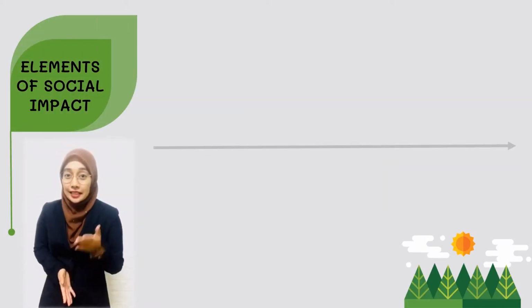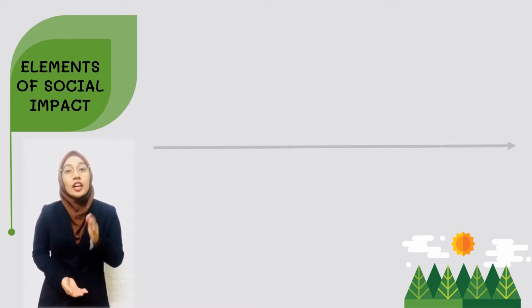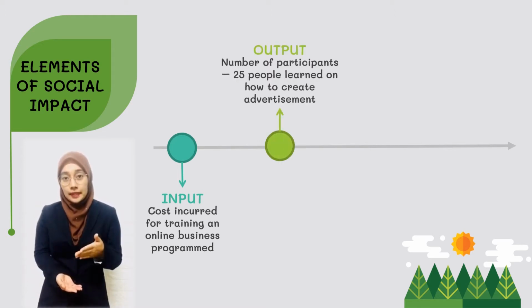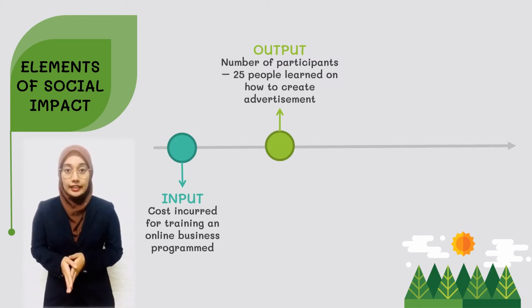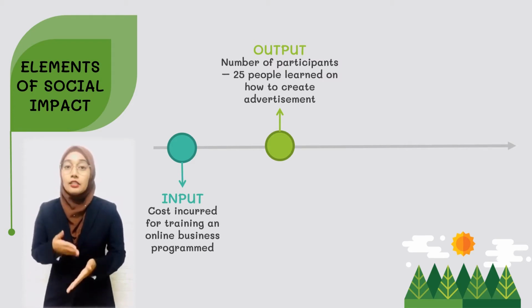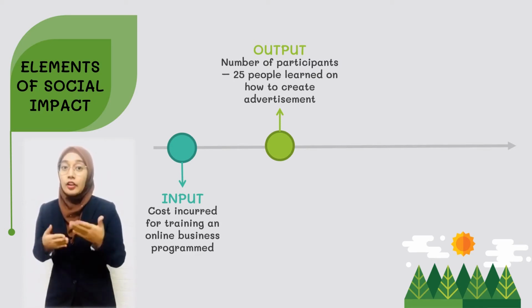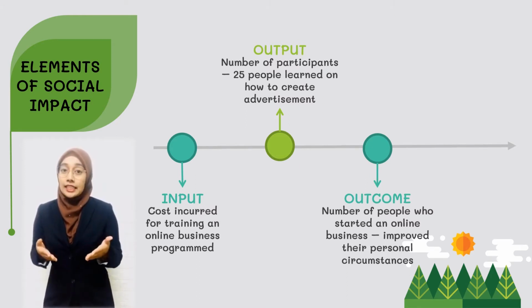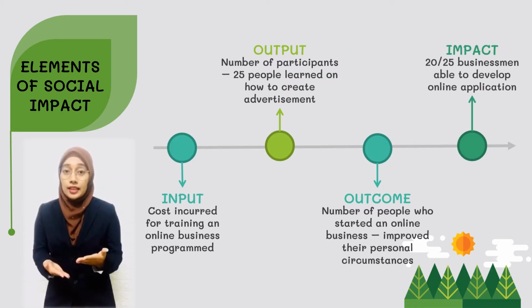Now let us use an example of a training an online business program. The cost for the training an online business program is the input. The output here is the number of participants in the training. For example, 25 people learned how to create an advertisement for their online business as a result of the training program. Next, the outcome is the number of people that started an online business and improved their personal circumstances as a result of the training program. Lastly, the impact should be the number of people, let's say 20 out of 25 businessmen, who are able to develop the online application for their business as a result of this training program.